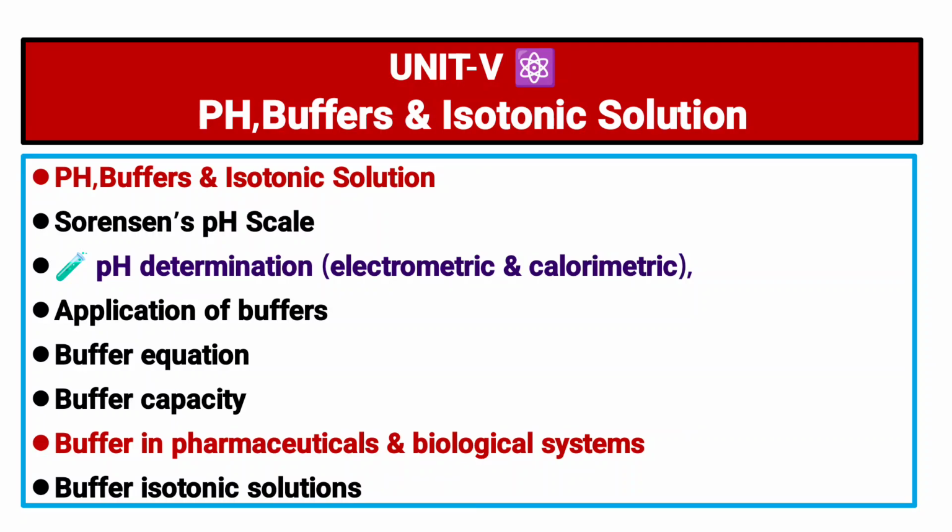Next, unit 5, pH buffer and isotonic solution. In that, Sorensen's pH scale explains the pH scale up to 14: acidic, basic and neutral. Sorensen's pH scale, pH determination, electrometric method and colorimetric method. Applications of buffers, buffer equations, buffer capacity, buffers in pharmaceutical and biological systems, buffered isotonic solution.